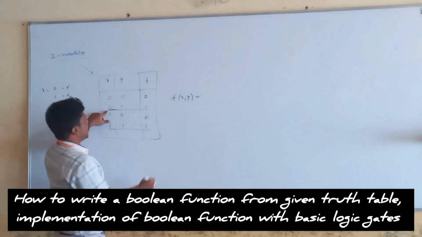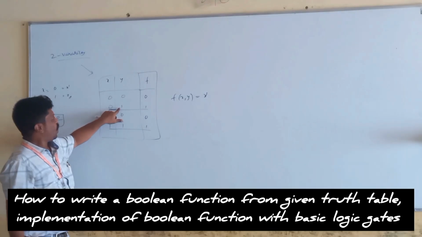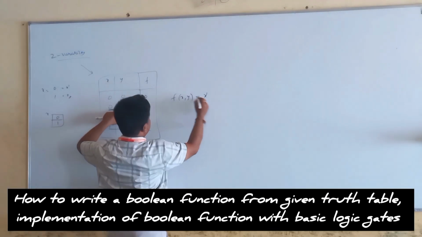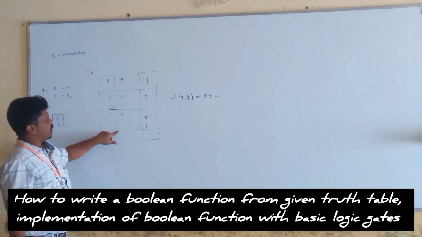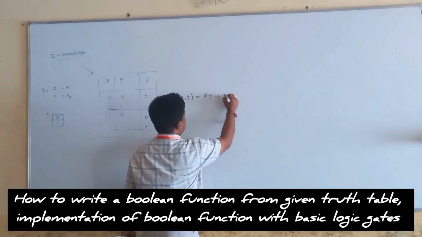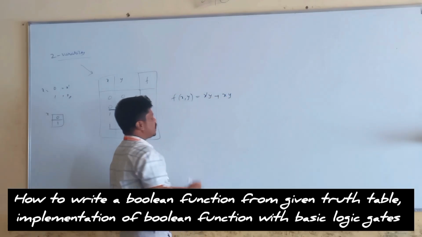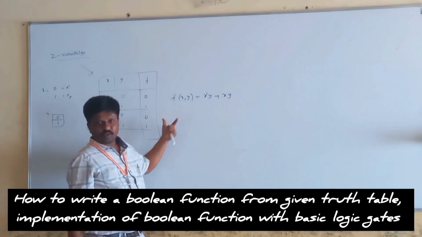The combination with 0 for x is to be written as x dash, and the 1 for y is considered as y. Then the other is x and y, because these have the high position values. That is x and y. This is what we call writing the Boolean function from the truth table.